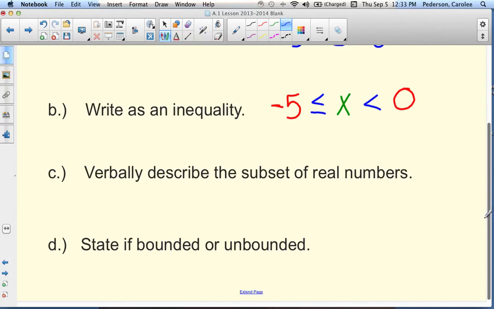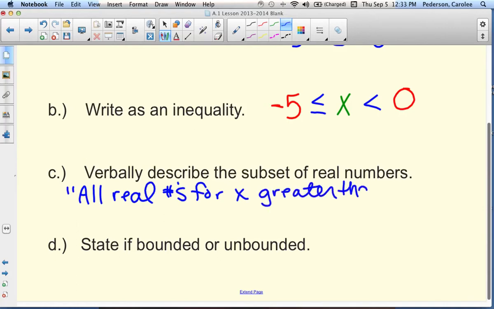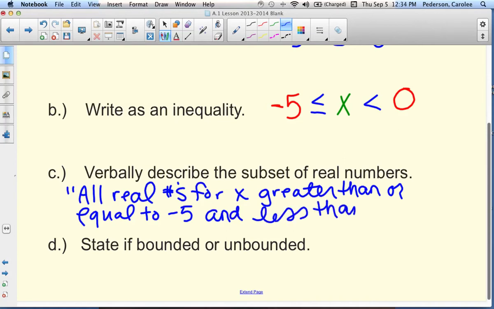Now I just verbally described it, so let's write it down. All real numbers for x greater than or equal to -5, but less than 0. The last thing is to define if it's bounded or unbounded.